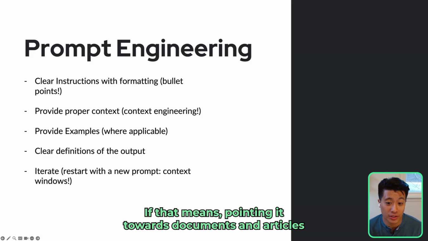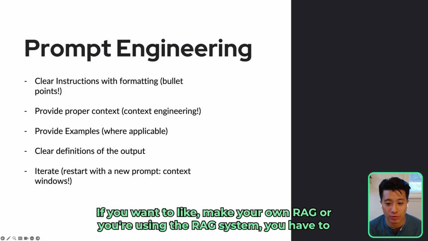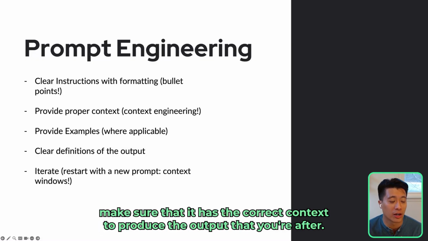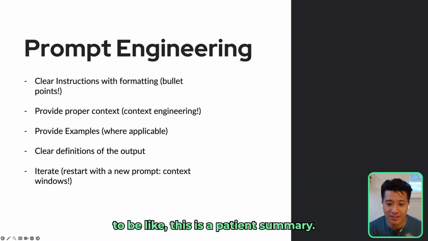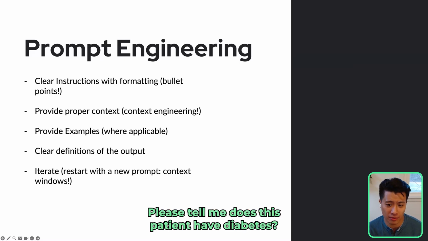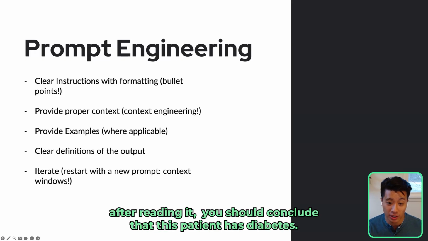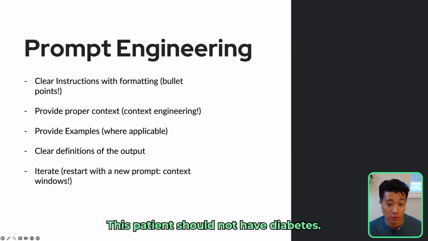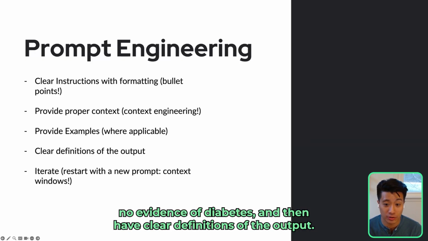If that means pointing it towards documents and articles that you're feeding it, if you want to make your own RAG or you're using a RAG system, you have to make sure that it has the correct context to produce the output that you're after. Provide examples of the output that you want. Like if you want the output to be, this is a patient summary, please tell me, does this patient have diabetes? You can give an example: this is a sample patient summary, and after reading it, you should conclude that this patient has diabetes. Then give an example of a patient narrative where there is no evidence of diabetes.